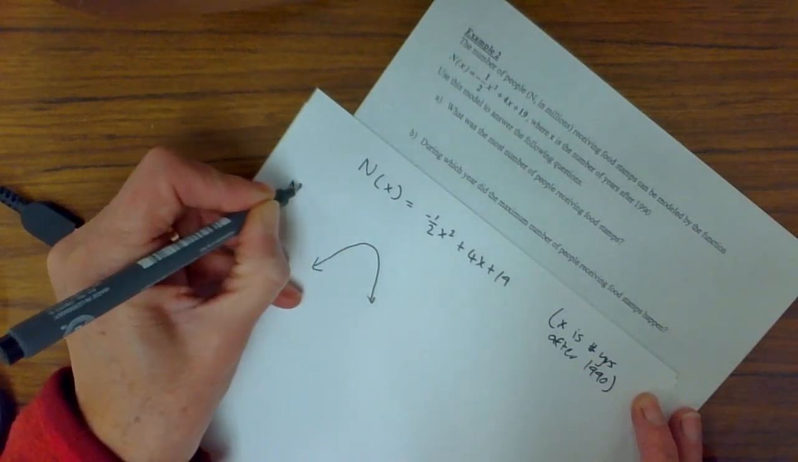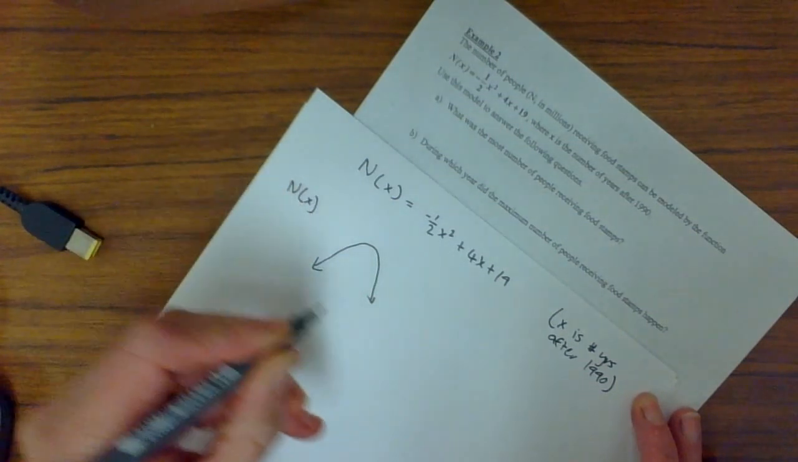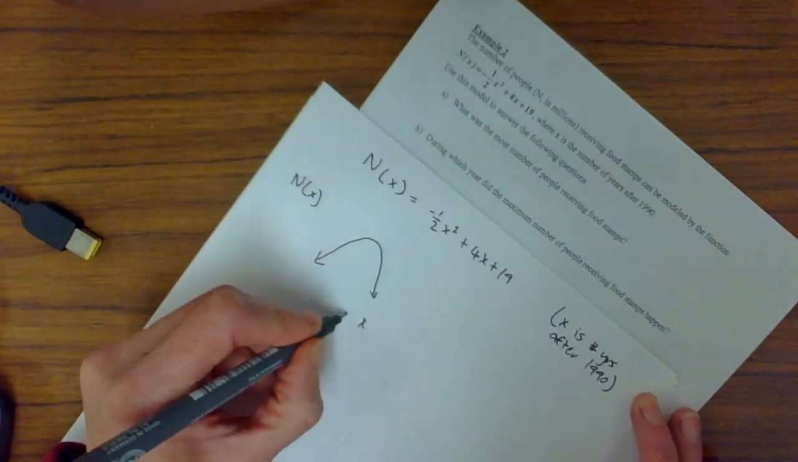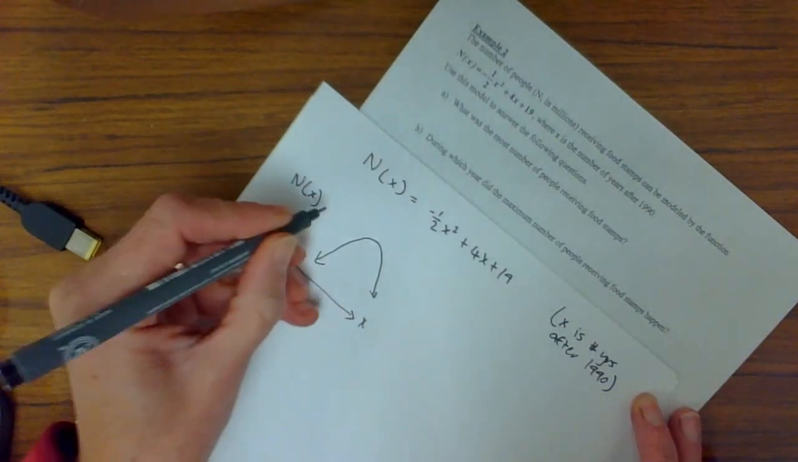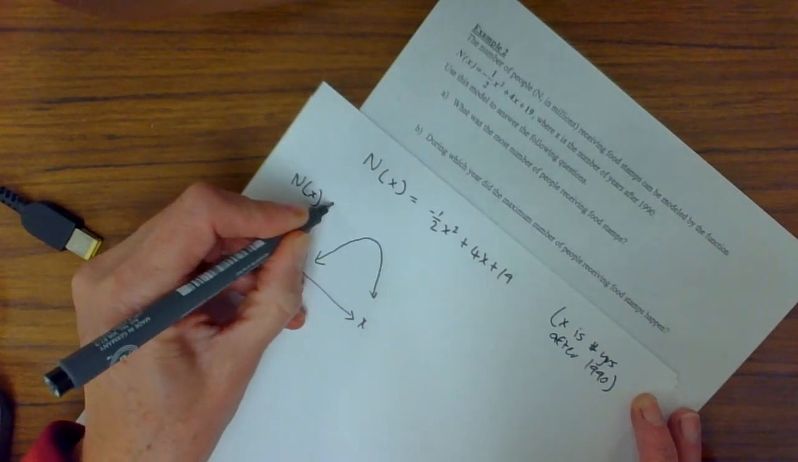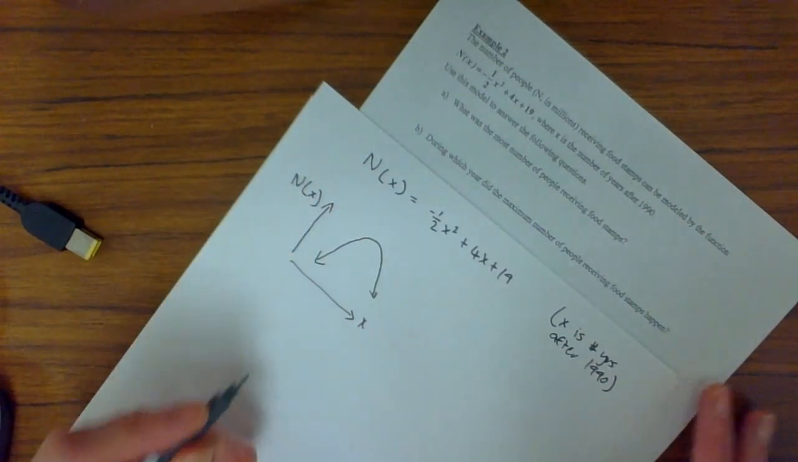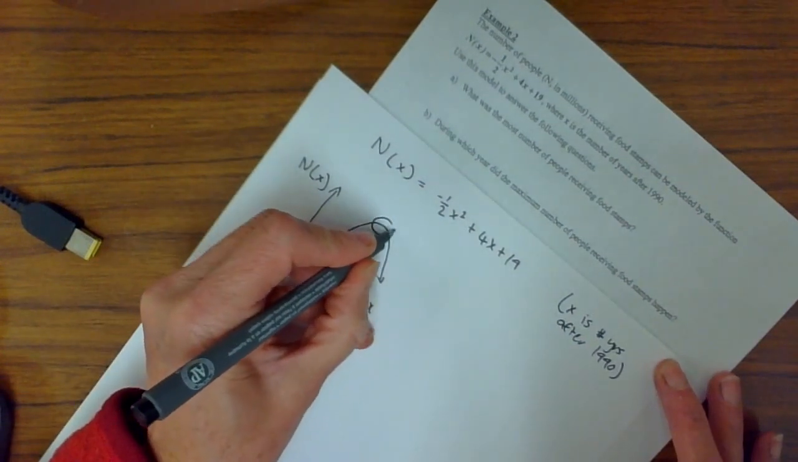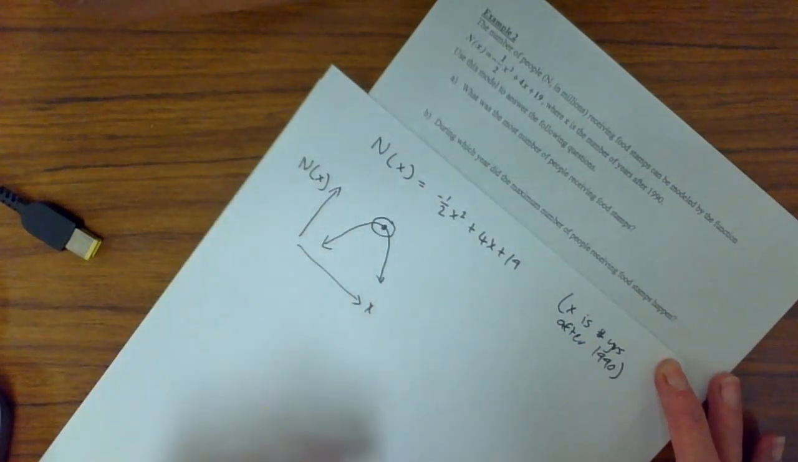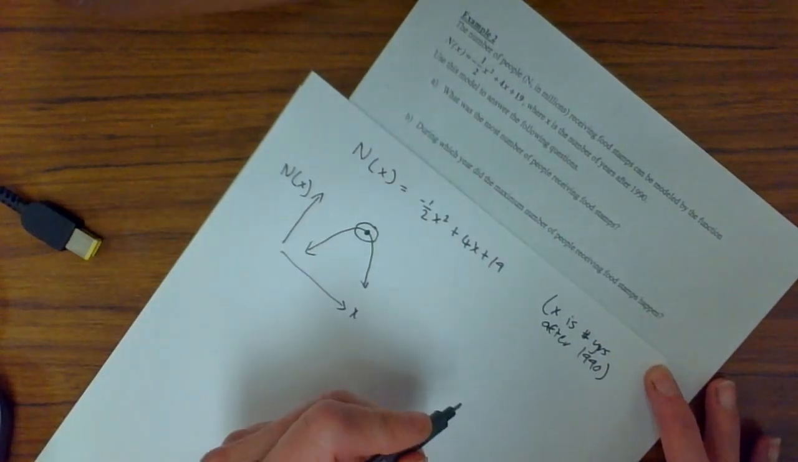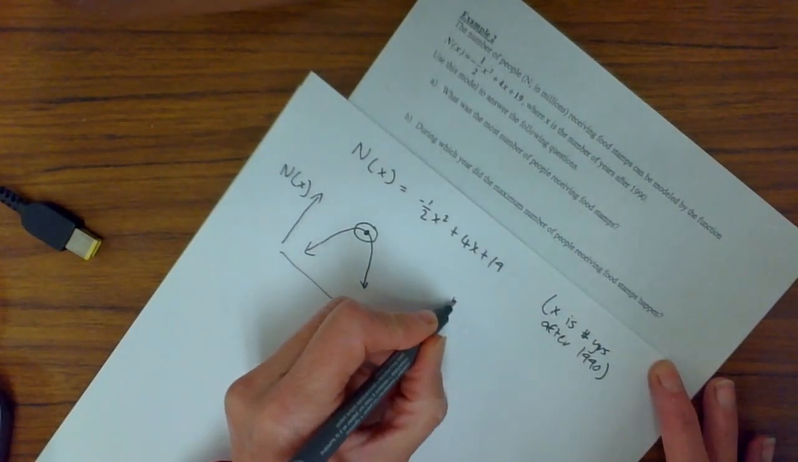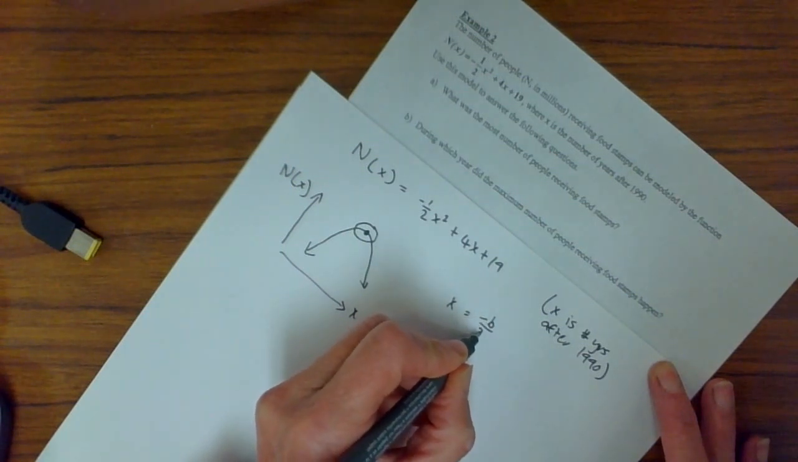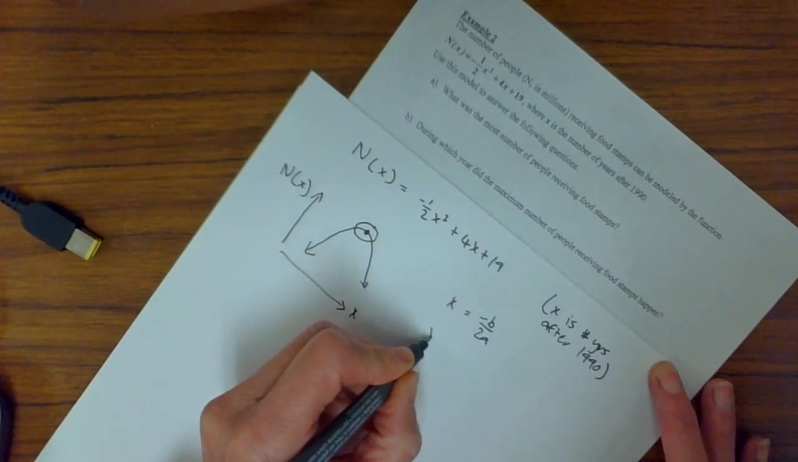So the y-axis is the number of people receiving food stamps, and the x-axis gives us the year after 1990. So the first question is, what's the most number of people receiving food stamps? So to find the most number of people, we need to find the vertex, and the x-coordinate of the vertex is calculated by finding negative b over 2a.